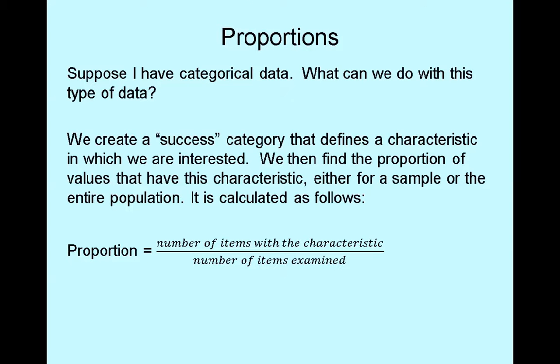Suppose you have categorical data. What can you do with this type of data? What we do is create what we call a success category, which defines some characteristic in which we're interested. We then find the proportion or ratio of values that have this characteristic, either for a sample or an entire population. It's calculated as follows. The proportion is going to equal the number of items with the characteristic over the number of items examined.